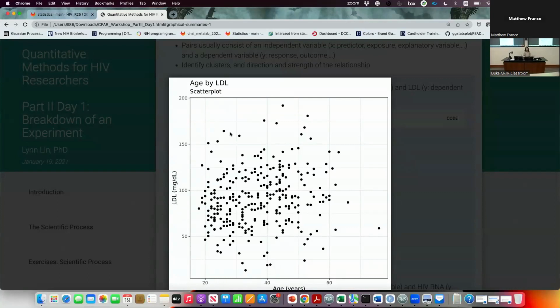And the dots are the sampling units within each sample. So how many dots there are equals the sample size, right? Okay, so what people use this scatter plot for is trying to identify whether there's any pattern between the x-axis and the y-axis variables. So here, if you look at this scatter plot, what can you say about the relationship between age and LDL, right?